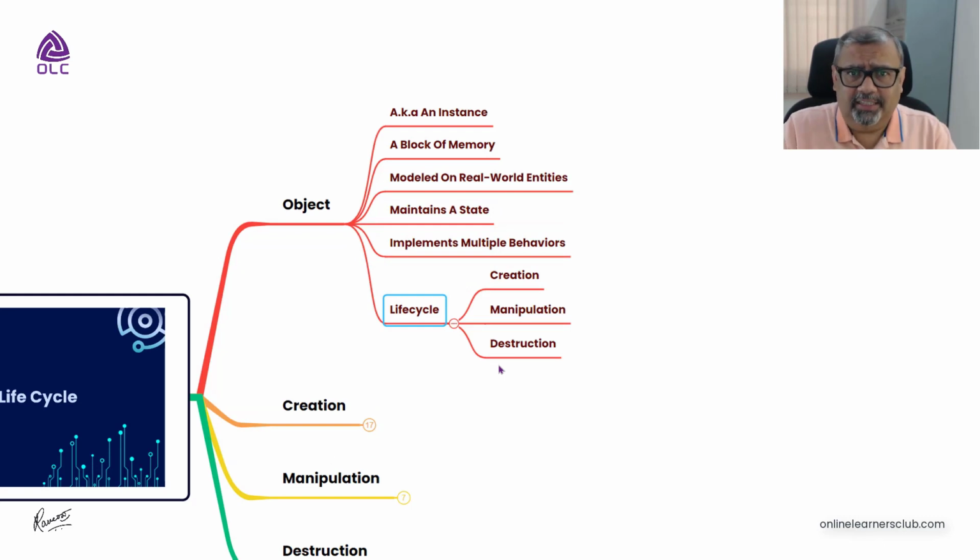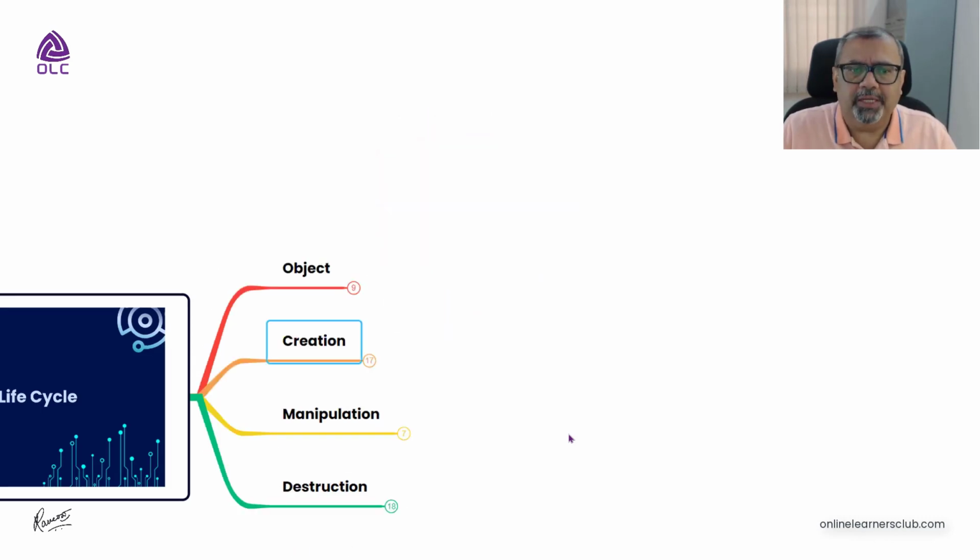And what is the life cycle? We have three important elements. One is creation, where an object is created. Then manipulation, where the object is manipulated, which means the state of the object can undergo a change, and then it gets destructed. When you create an object, a block of memory is assigned, and in the destruction cycle, that memory is released. So that is the basic life cycle of a Java object in general.